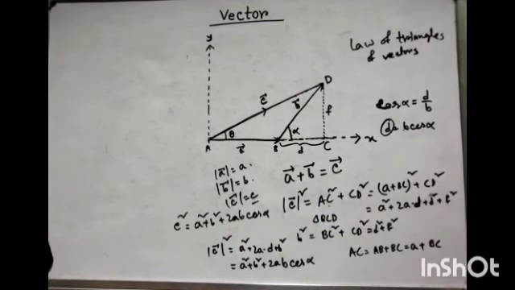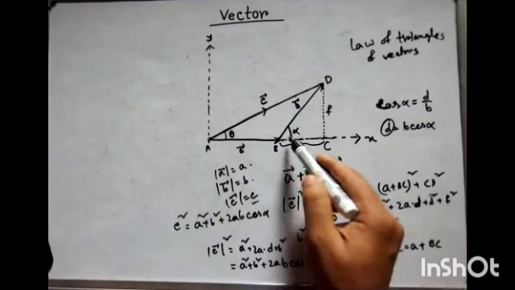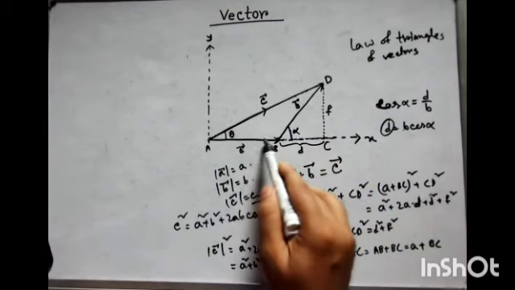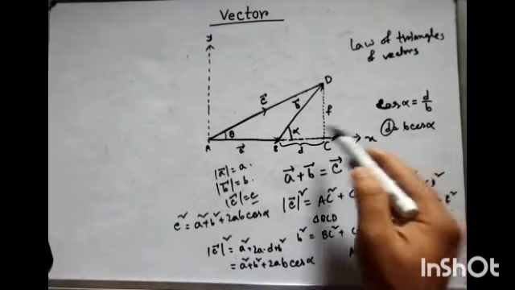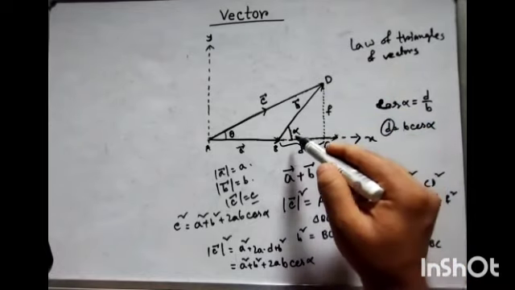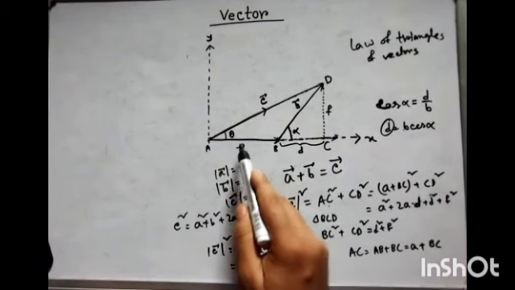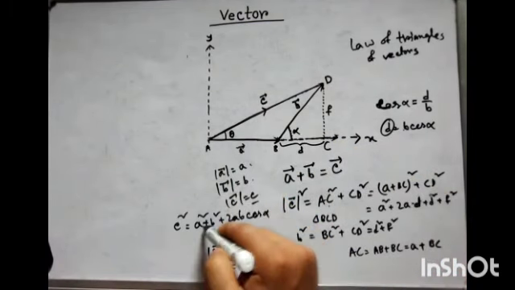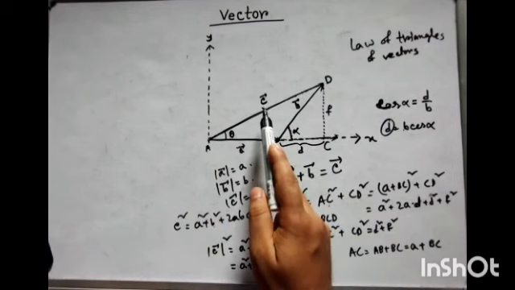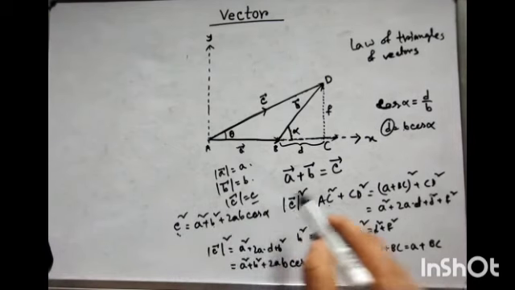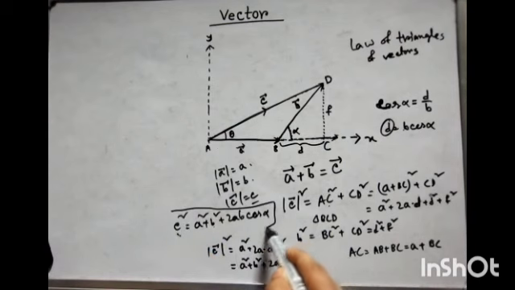So if I give you any two vectors and the angle between their directions is alpha, this vector has a direction in this direction and this vector has this direction, and the magnitudes of these two vectors are a and b, then the magnitude of the resultant vector c will be such that c square will be equal to a square plus b square plus 2ab cos alpha.